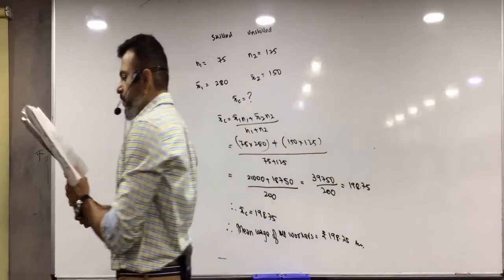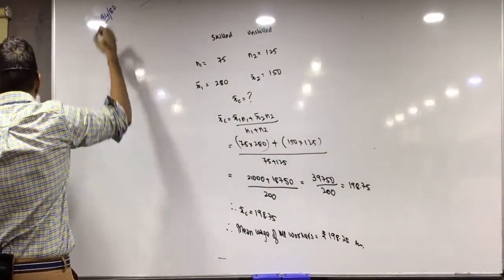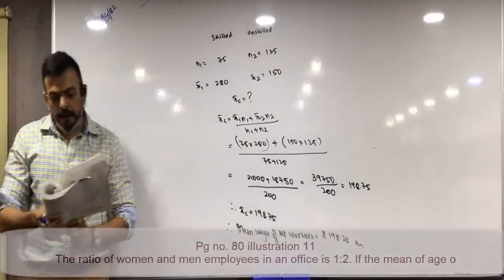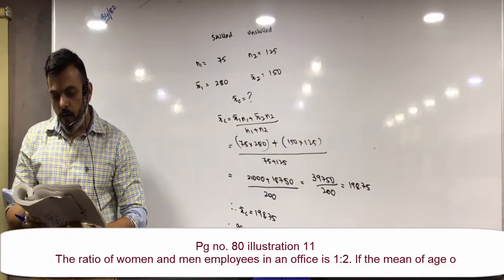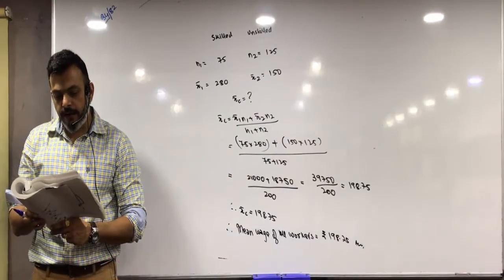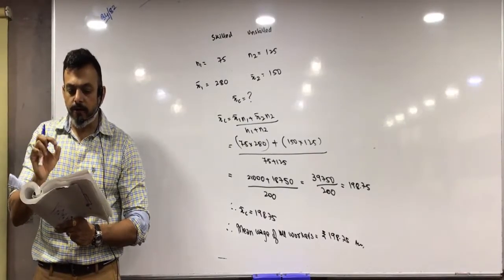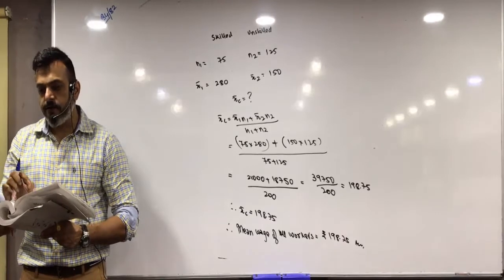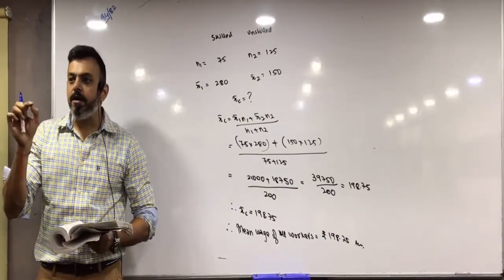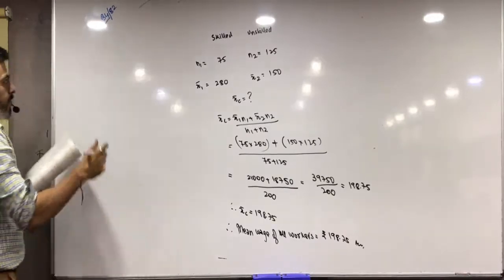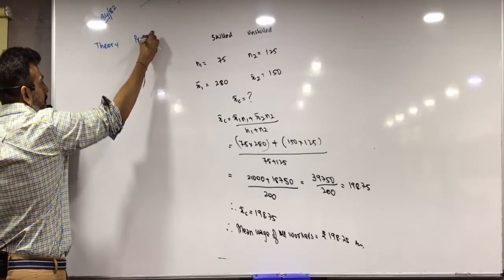Page number 82, question number 4. The mean marks of a student in 7 theory papers is 62. What would be the mean marks in 3 practical examinations so that his mean marks for the entire examination is 68? Now what is 68? 68 is the combined mean. So let's write the information first. Theory, practical.